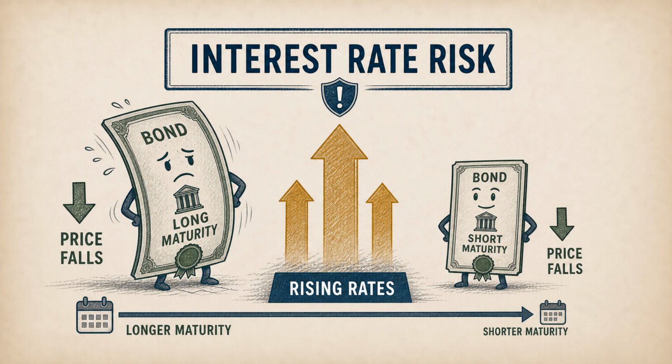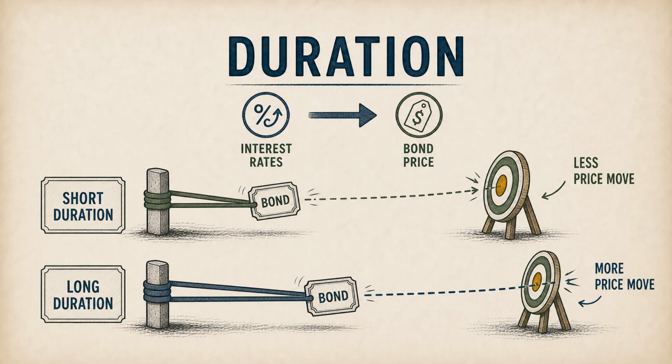That is interest rate risk. When market rates rise, older bonds with lower coupons often become less valuable. This risk is usually larger for bonds with longer maturities. Duration is a way to estimate how sensitive a bond is to interest rate changes. You do not need the formula to understand the idea. Longer duration usually means the bond price moves more when interest rates change. Shorter duration usually means less price movement.